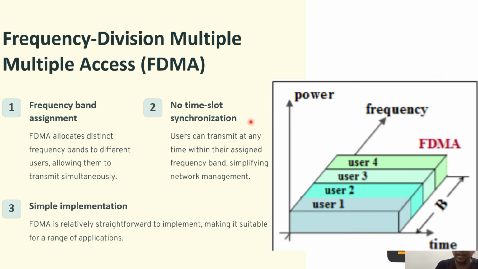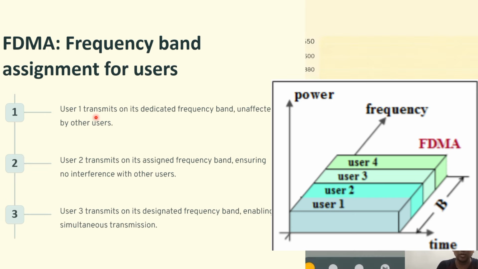So unlike TDMA, here no time slots and no synchronization are required, and the implementation of this method is very simple. User 1 transmits on their dedicated frequency band, which is not affected by the other users. Similarly, the same applies for all the users present in the network, enabling simultaneous transmission.